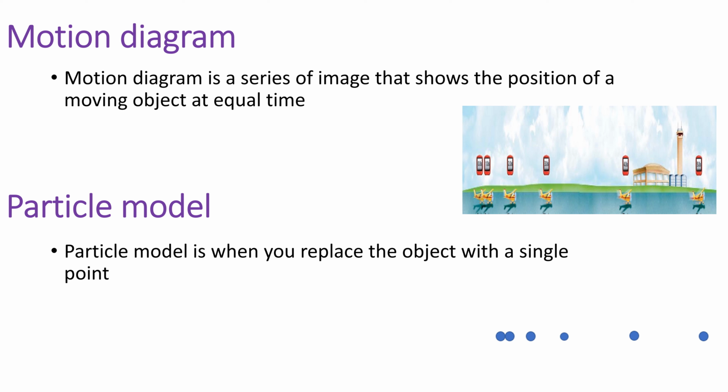Well, a particle model is when you replace an object with a single point. It's just like replacing the helicopter with points, as you can see.